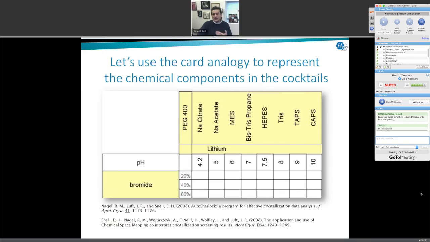So let's use this card analogy now and look at some actual data from a crystallization screening experiment that was done. In this case, we've got different buffer types going along this axis up here. These are the pHs of the different buffer types. This is PEG 400 being used as a precipitating agent at 20, 40, and 80% volume concentration. And we've got lithium bromide. In this case, it's at a 10th molar concentration, which is a constant throughout all of these experiments.